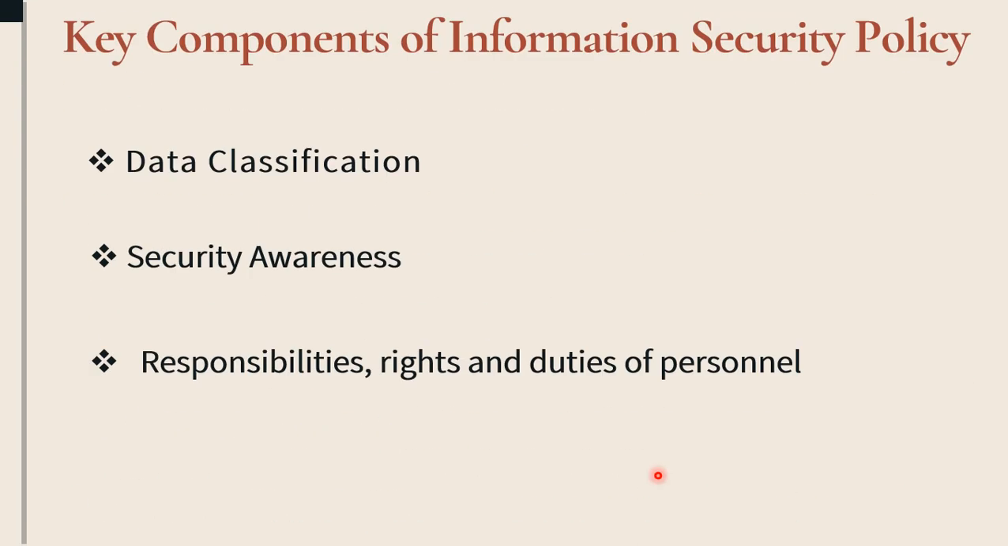The next key component is data classification. While framing the information security policy, another important component is data classification. Means how we classify the available amount of data with the organization, and on what ground we classify this data. For example, some data or information should be classified as top secret, some as secret, some as confidential, some as public.